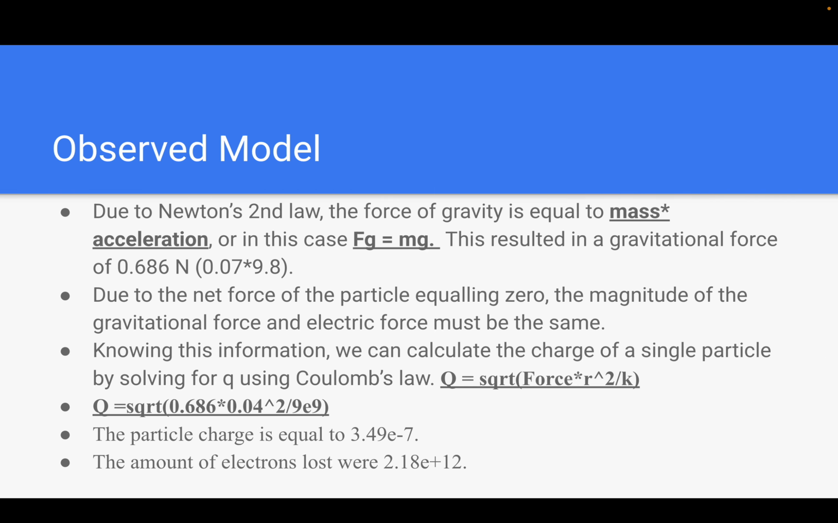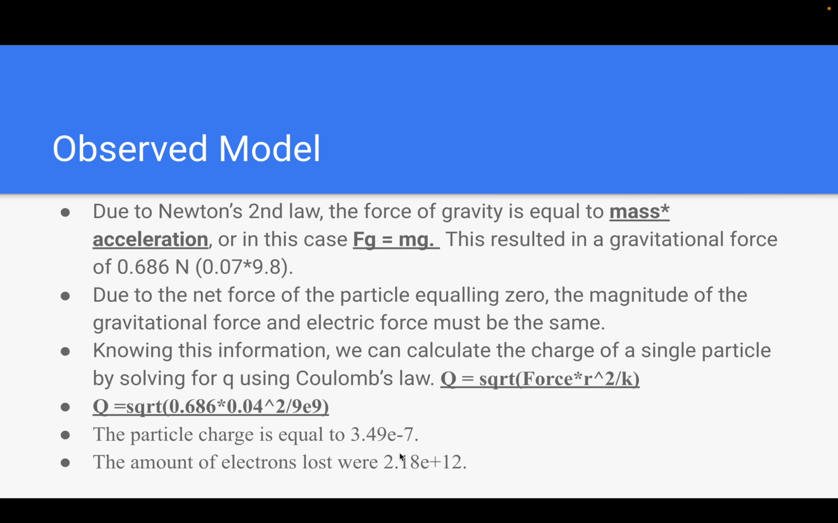So in the observed model, we use Newton's second law. The force of gravity is equal to mass times acceleration, or in this case, Fg equals mg. This resulted in a gravitational force of 0.686 newtons. And due to the net force of the particle equaling 0, the magnitude of the gravitational force and the electric force must be the same. So knowing this information, we can calculate the charge of a single particle by solving for Q using Coulomb's law. And here I rearranged the equation to solve for Q. And after solving for this equation, the particle charge was equal to 3.49 times 10 to the negative 7.